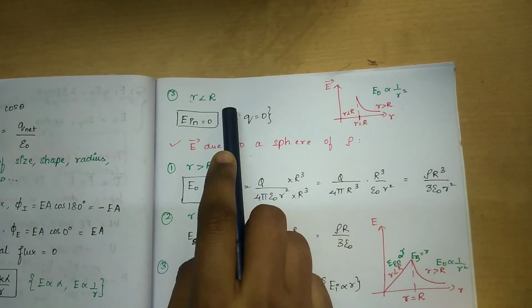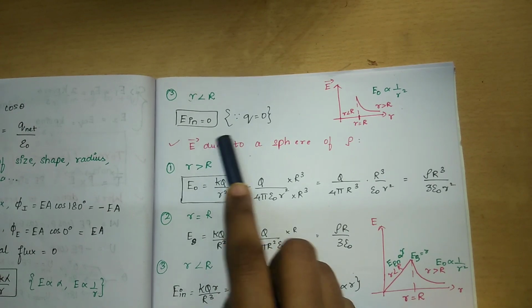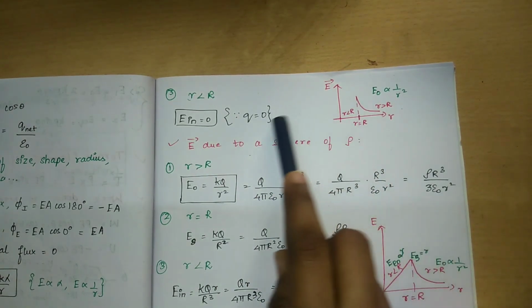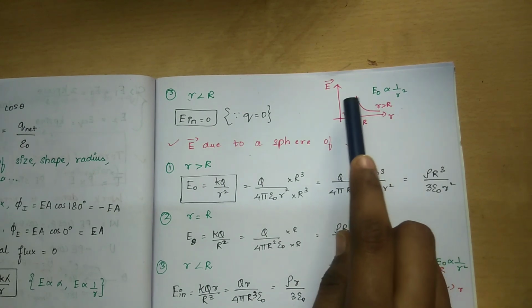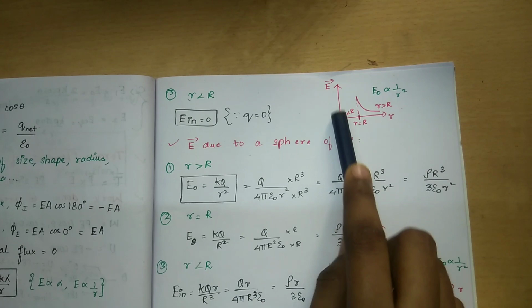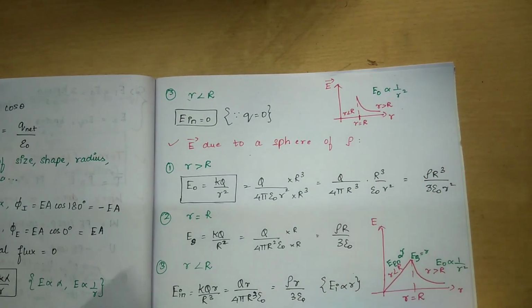For r less than R, inside the shell the charge is 0, so the electric field will also be 0. So this region inside is 0, and for outside, where small r is greater than R, it is inversely proportional to r square. So we have a rectangular hyperbola.